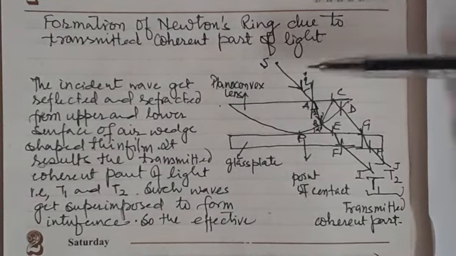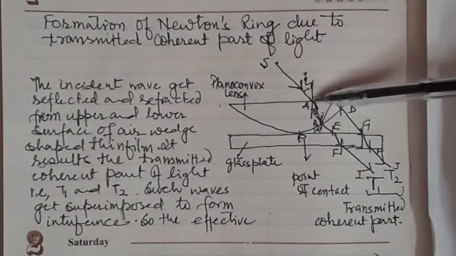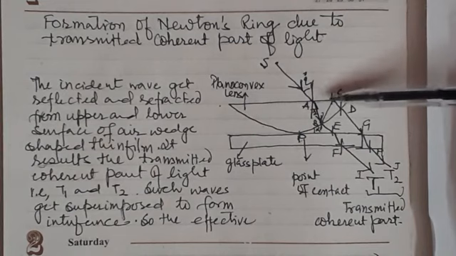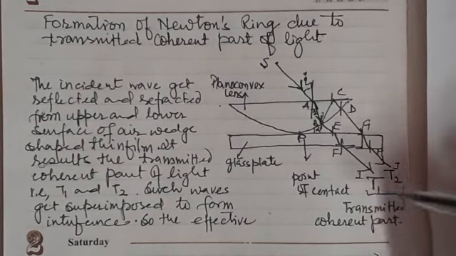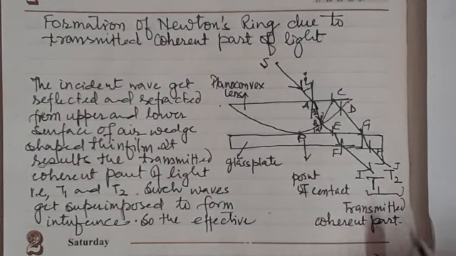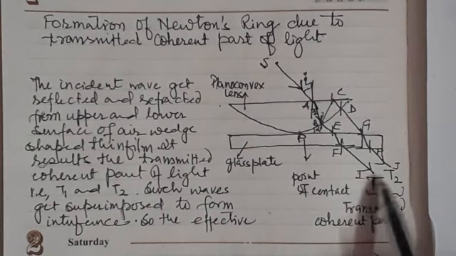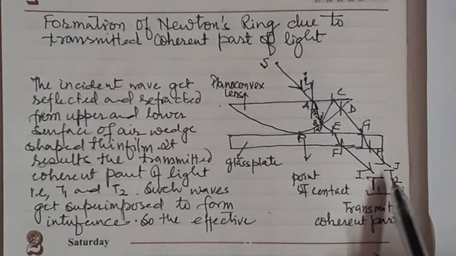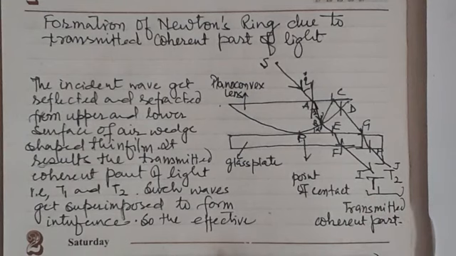When an incident light falls at the angle i at the plano-convex lens, it gets multiple reflection and refraction through the air thin film, and we get the two transmitted waves which are coherent. So T1 and T2 are the coherent transmitted part of the light, and these coherent waves T1 and T2 get superimposed and result in the interference pattern.